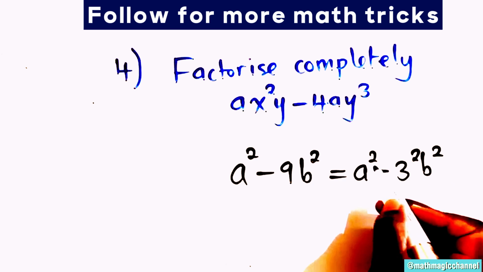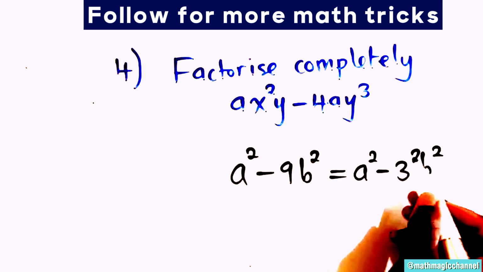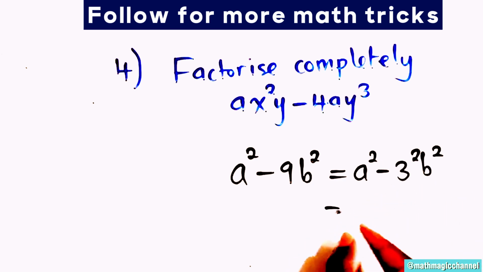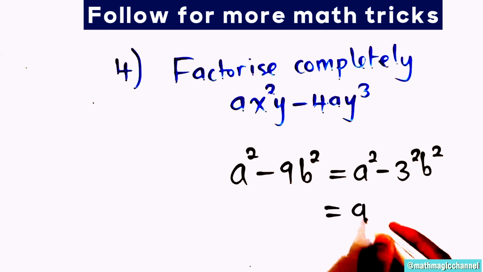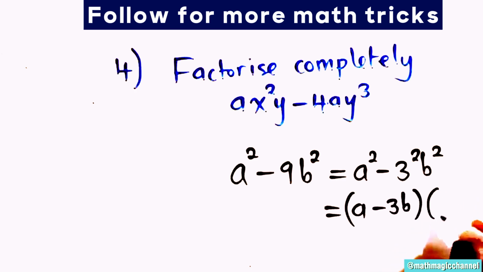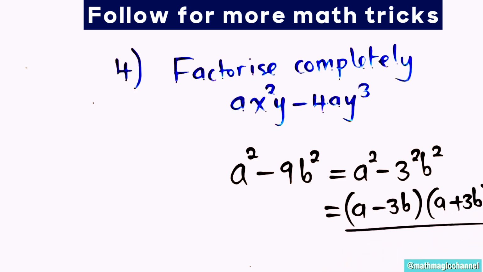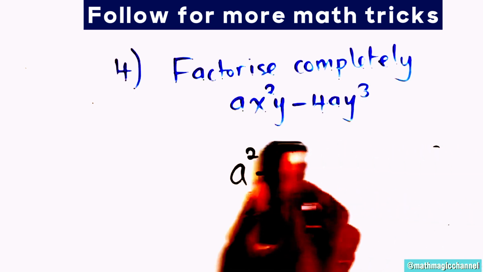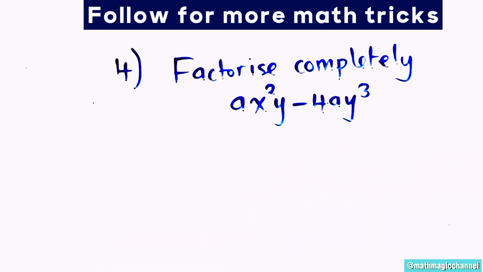The idea here is to make sure that we've got power 2s everywhere, and thereafter we can write the bases. A minus 3b inside the brackets, and then a plus 3b, like that. So this is the answer for this one when you have been taught to factorize. Alright, so that's it. Now let's apply this idea of difference of two squares on our question here.